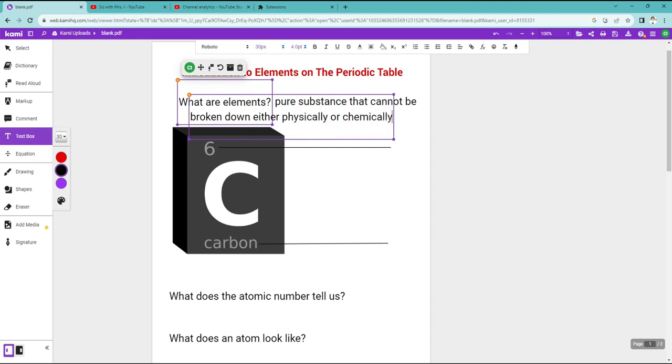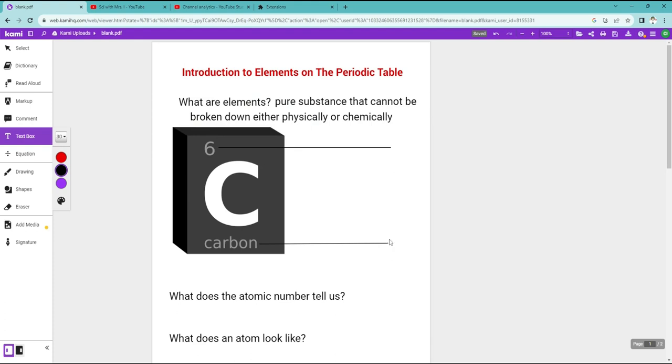So when we're looking at the periodic table of elements, you're going to see a series of squares on that periodic table. And within each one, there's going to be a different element. The periodic table lists all the known elements, and it's going to look something like this. So here is one for carbon.